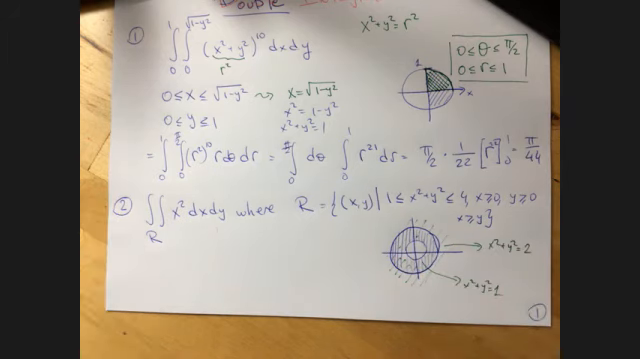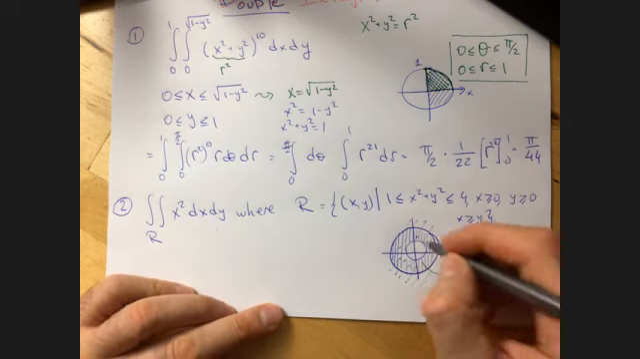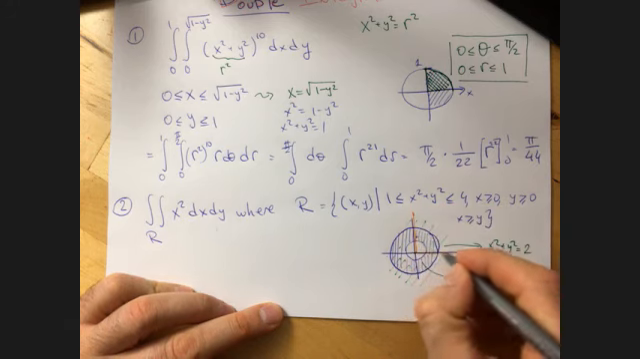Okay. Now let's concentrate on the next boundaries. X is greater than 0 and y is greater than 0. That leaves us only with the first quadrant.